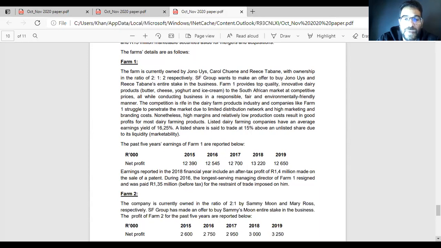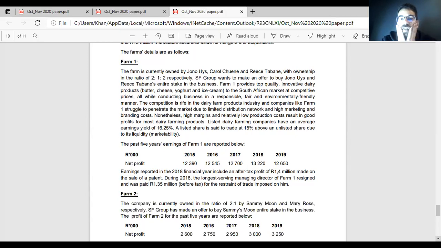Listed dairy farming companies have an average earnings yield of 16.25%. A listed share is said to trade at 15% above an unlisted share due to its liquidity. Okay, so just take note of that. Okay, so let's have a look.